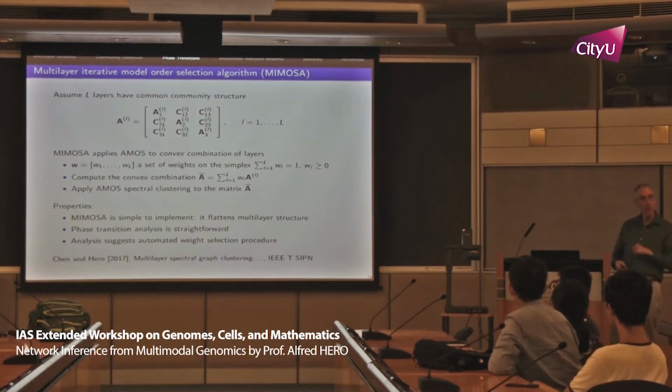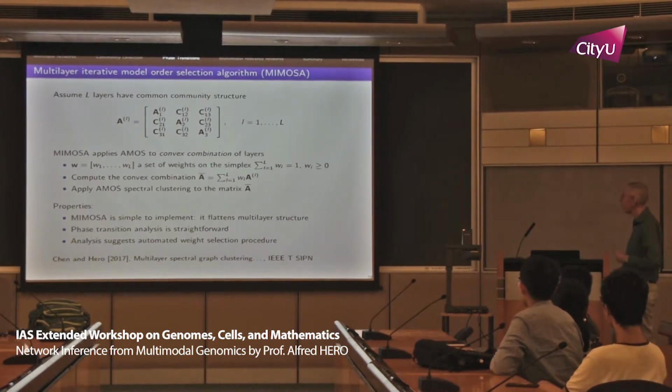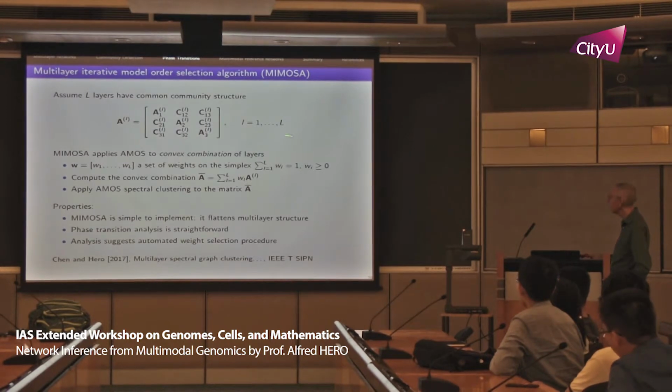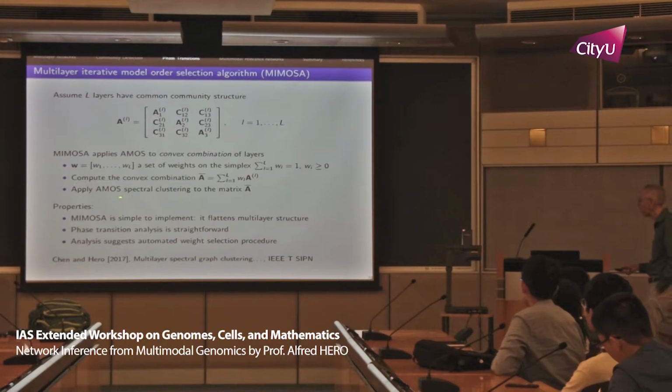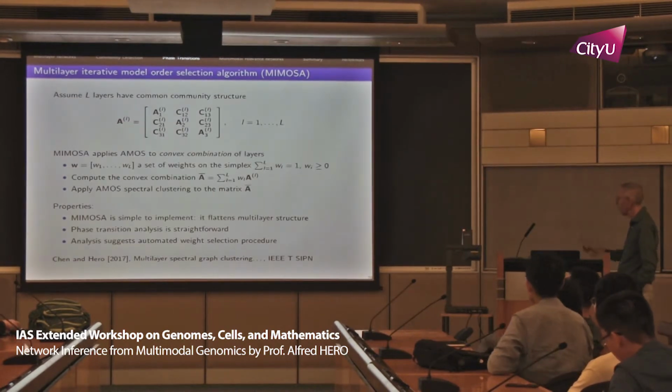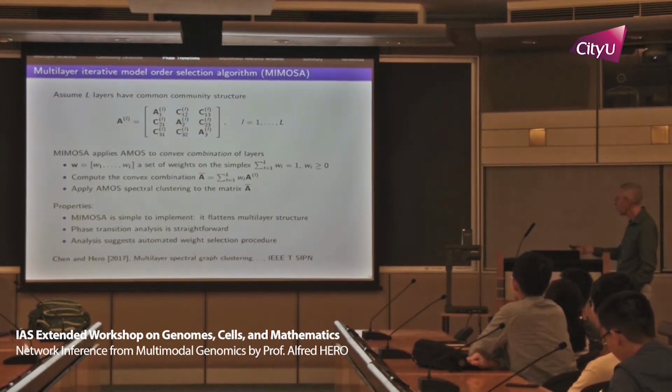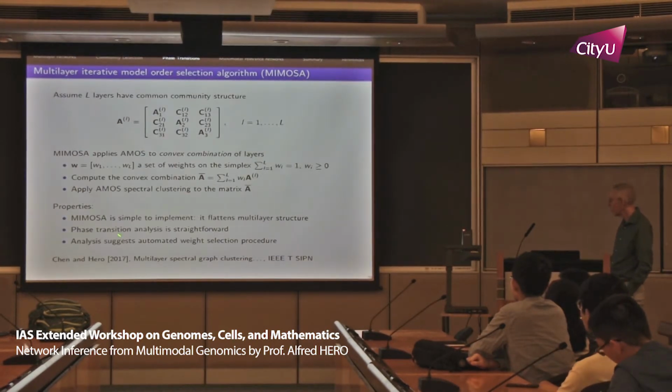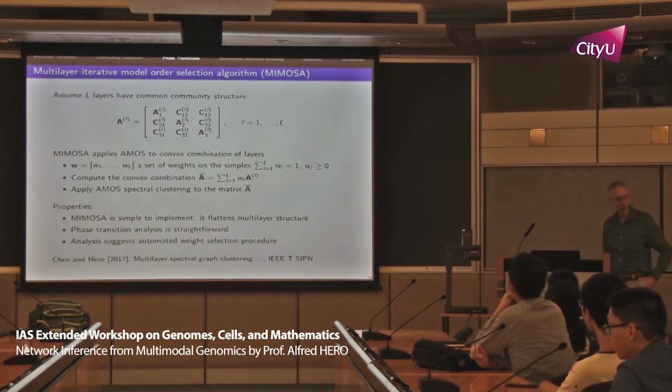Depending on the weights that you use on each layer in the weighted combination, you can get a different degree of community detection accuracy. So you look at a convex combination, flatten the multi-layer network into one layer using a set of weights, and then you can apply this adaptive model order selection method I just mentioned, or any other method for spectral clustering. We can do a phase transitional analysis for this case very simply, and we can also find an automated weight selection procedure.